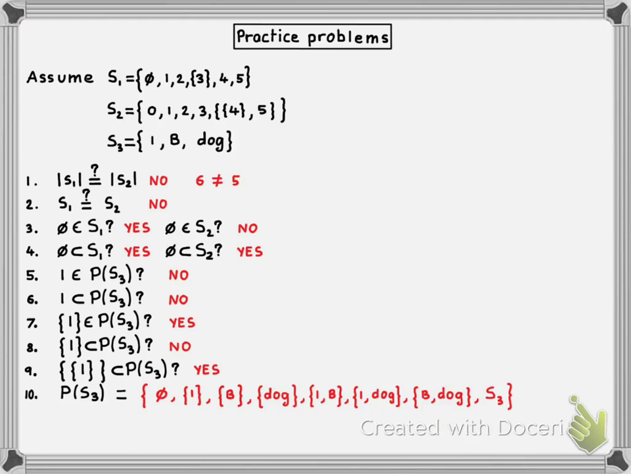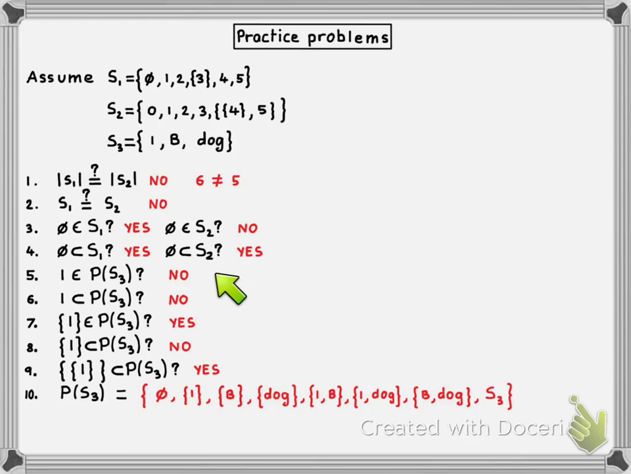And finally, don't forget, S3 is a subset of itself, and it will be the last element in the power set of S3. Notice I wrote the name S3 here instead of copying the whole set, but that's the same thing. So in conclusion, we just computed the power set of S3, and now we can use that information to go ahead and check some of the previous answers. So let's do that before we wrap up this segment.